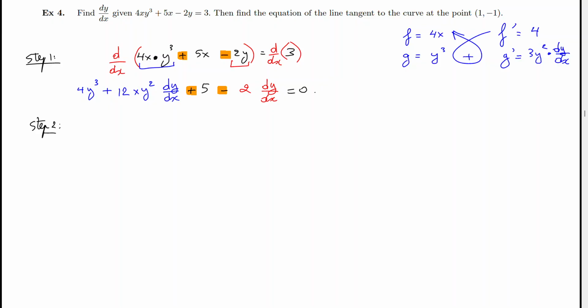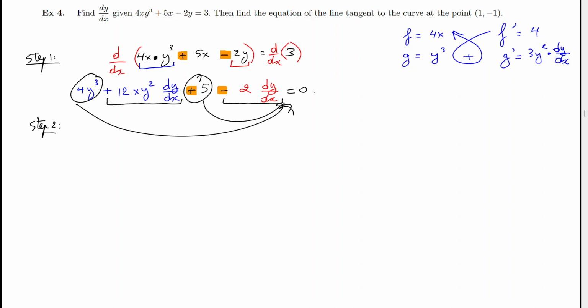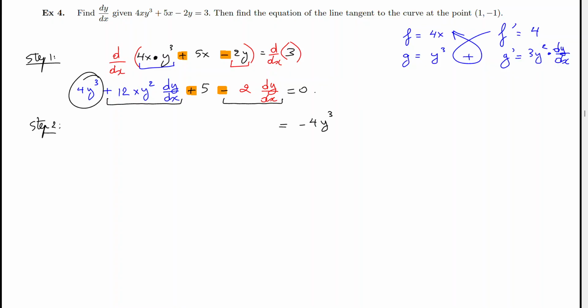isolate the terms that have the dy over dx. So we want to put this term and this term on one side of the equation, and everything else has to move to the other side. So let's begin by removing the 4y cubed. To remove it, I need to subtract both sides by 4y cubed. To remove the 5 to the other side, I need to subtract both sides by 5.